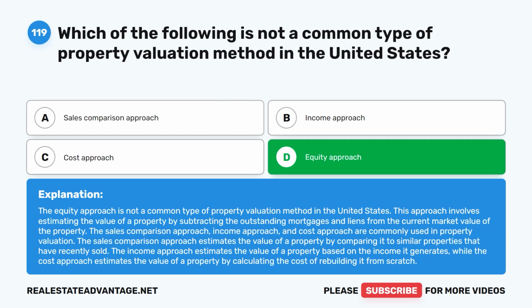This approach involves estimating the value of a property by subtracting the outstanding mortgages and liens from the current market value of the property. The sales comparison approach, income approach, and cost approach are commonly used in property valuation. The sales comparison approach estimates the value of a property by comparing it to similar properties that have recently sold. The income approach estimates the value of a property based on the income it generates, while the cost approach estimates the value of a property by calculating the cost of rebuilding it from scratch.